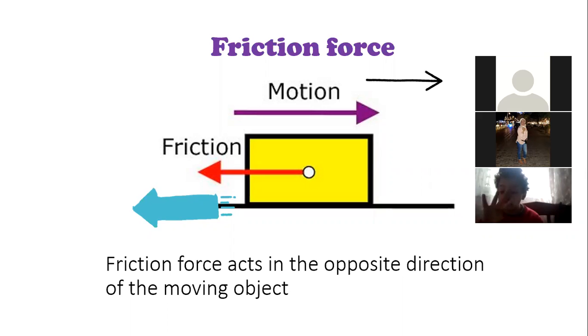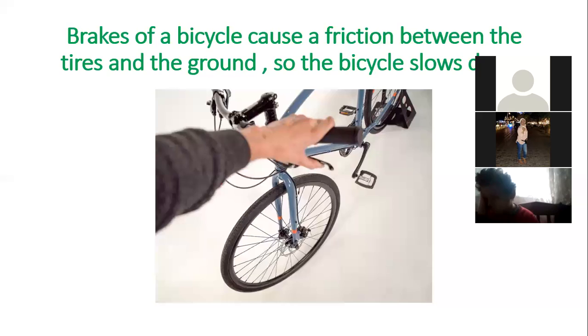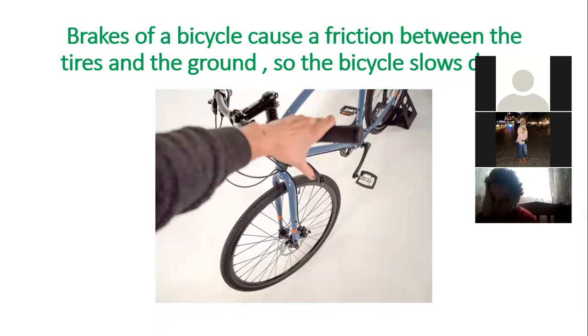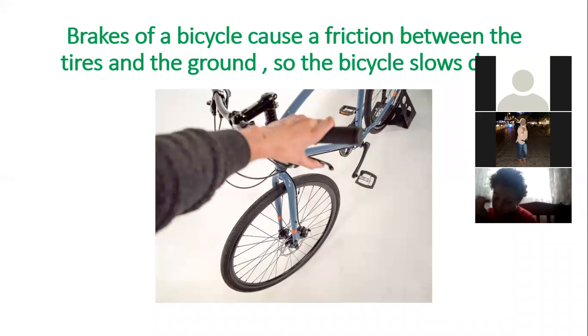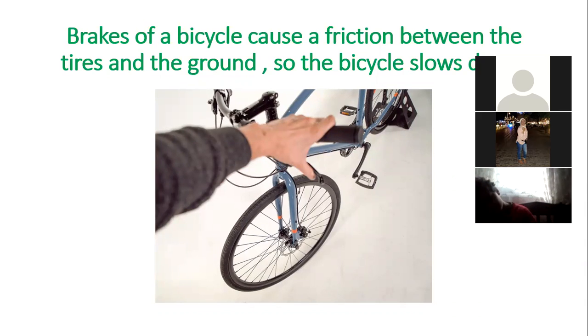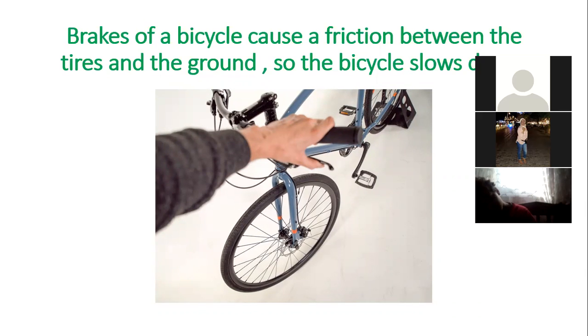Anyway, so the friction force acts in the opposite direction of the moving object, okay? Friction force sometimes is very important and sometimes it's not really preferable. It's very important in cases like this, for example. If you have a moving object like your bicycle or the car, or you're moving on your feet and you have a slippery ground underneath you, friction is very important in these cases.